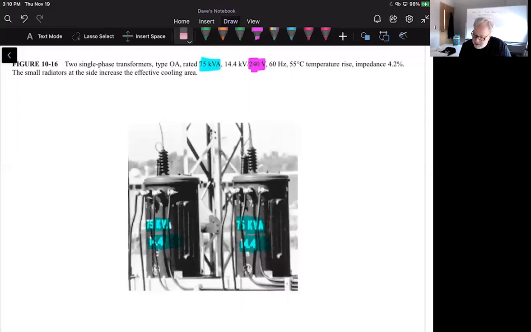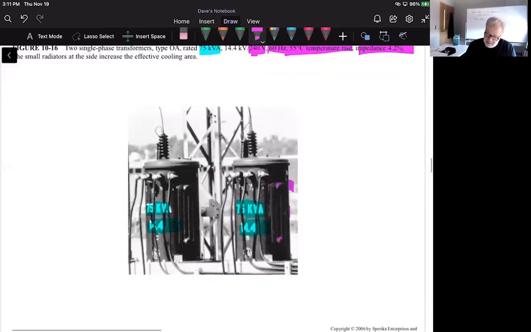And again, a lot of this depends on what you're trying to do. Other things that are given are the temperature rise here, right? The frequency. There's an impedance of 4.2%. Small radiators on the side, okay? These are little radiators, they give more exposure to the air, and they are built there. So this would be that type of transformer that would have this mineral oil immersed in it.